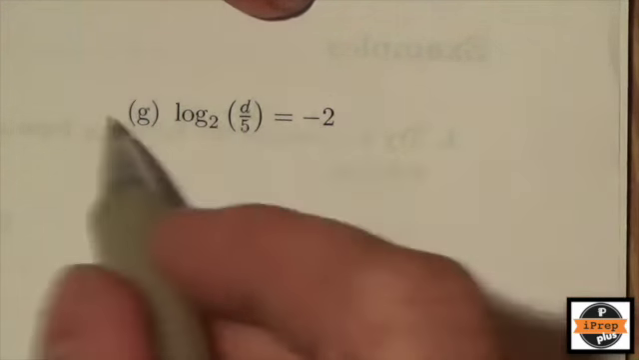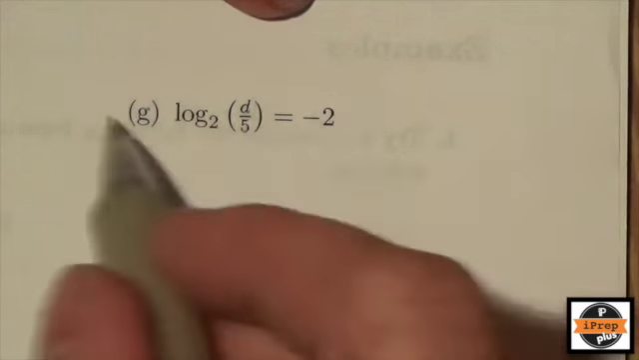So there's not a problem with converting this to exponential form. The base is 2, so the base of the corresponding exponential will be 2. So 2 to the -2 will equal the argument of the logarithm, d over 5. And again, that's all we have to do. I will come back in just a couple seconds here, and we'll start to evaluate some stuff. But for right now, just convert.